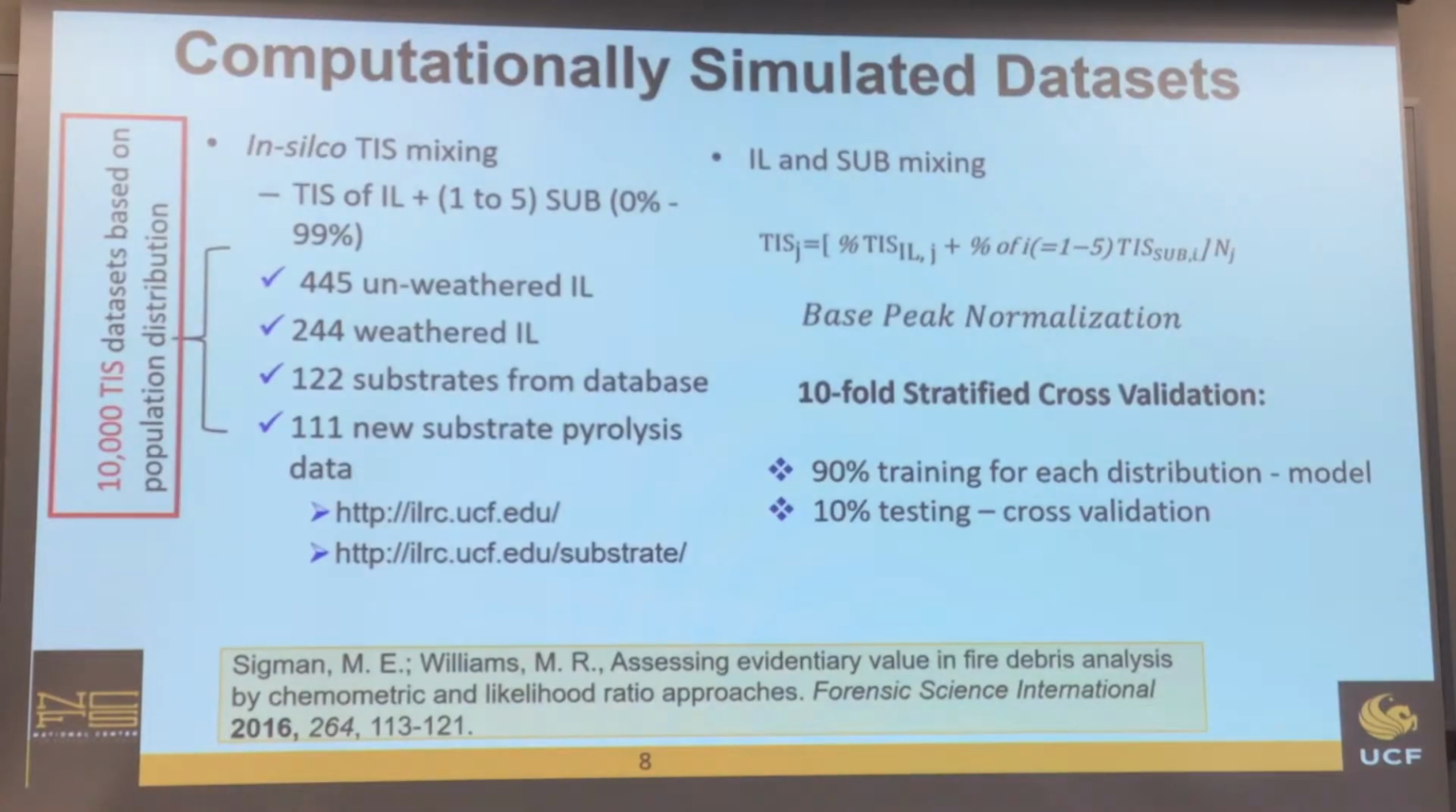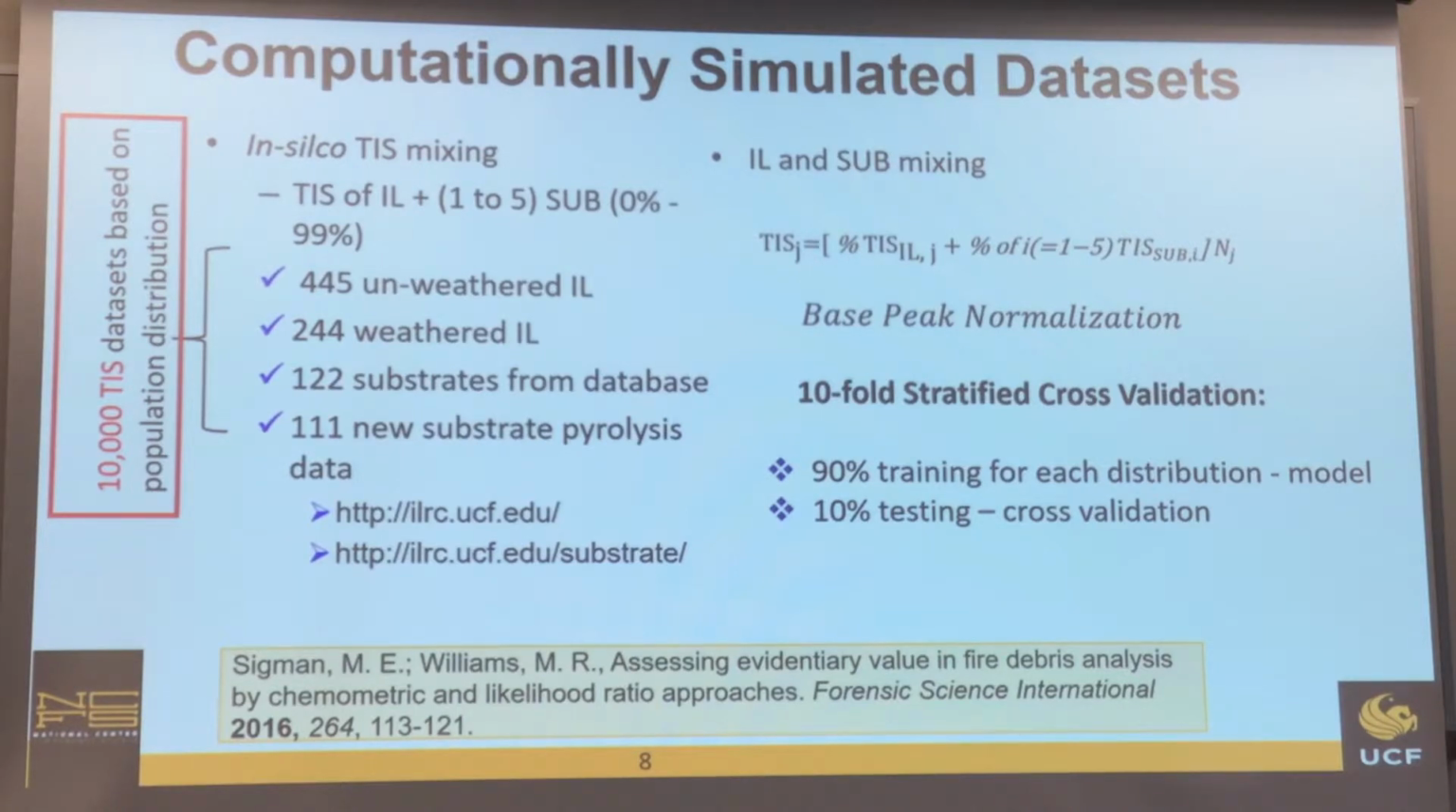Now, these data sets were computationally simulated by in silico total ion spectrum mixing, in which one ignitable liquid was mixed with up to 5 substrates, consisting of 0 to 99%. All total ion spectra were base peak normalized and also contained an additional 10% randomly distributed noise.